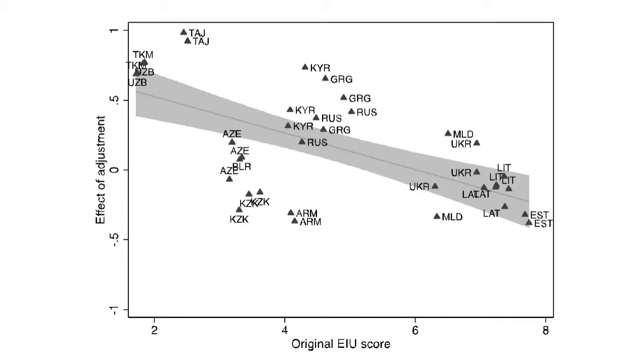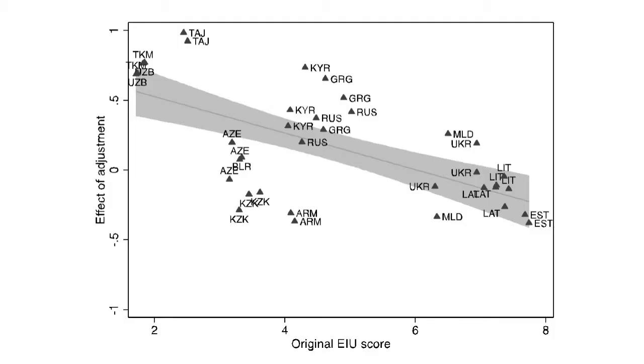So what does that mean? It means that the difference between the original score and the modified score is negatively related to the level of democracy. That is, countries that are autocratic improve their score once we take out redundant measures. Countries that are considered democratic, their score decreases. Their score becomes less good. Countries in the middle, the effect is about zero. Okay?